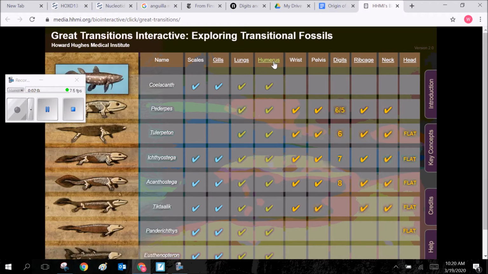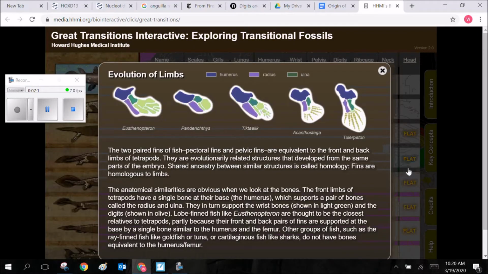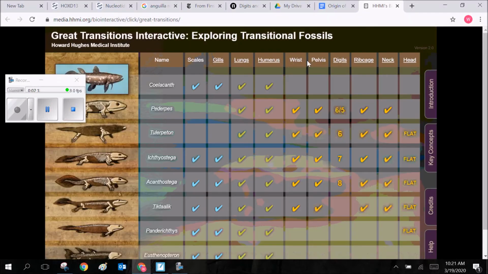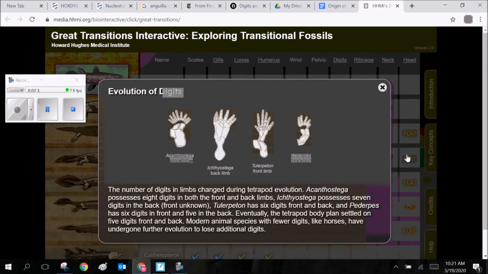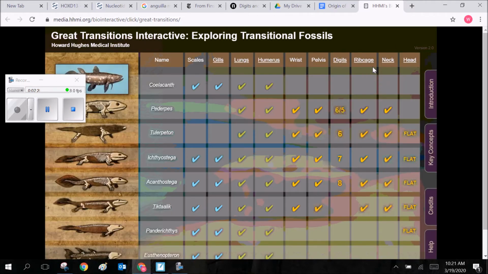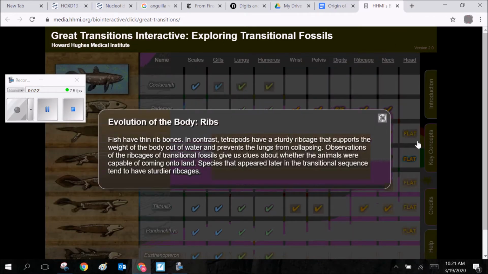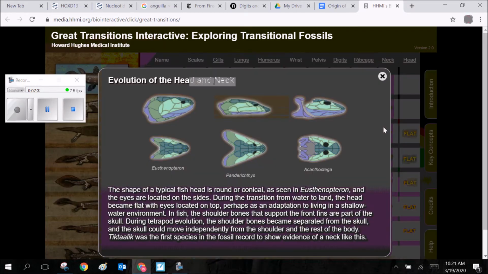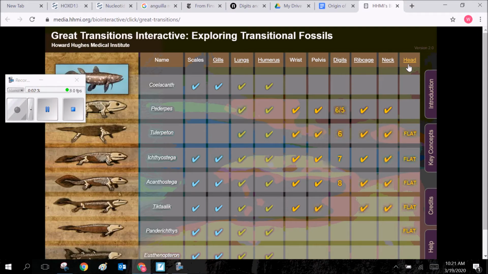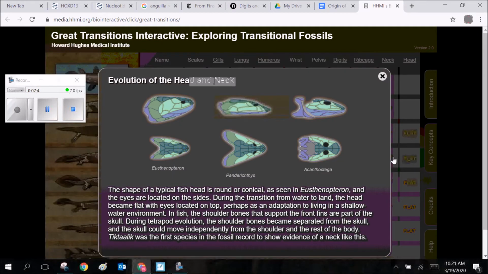Here's the humerus. I find it pretty humorous. Here is the digits, your fingers. So there you go. Your rib cage. The neck. And actually the head one is the exact same thing as the neck one.